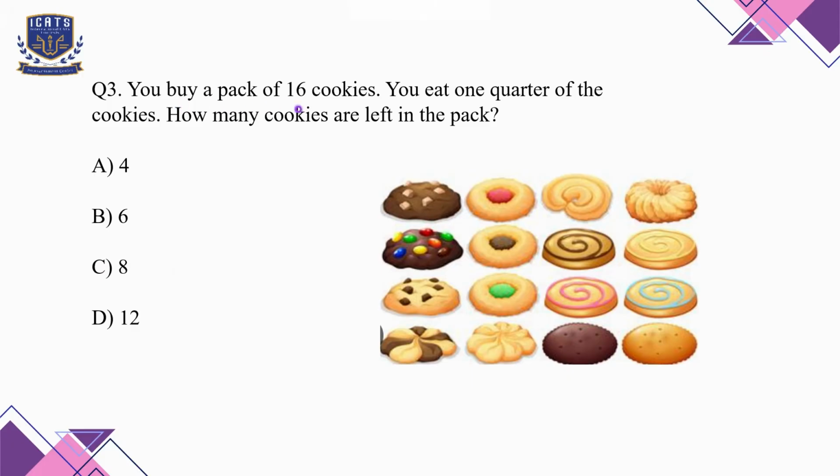Question number 3, you buy a pack of 16 cookies. You eat 1/4 of the cookies. How many cookies are left in the pack? Option A is 4, option B is 6, option C 8 and option D is 12.